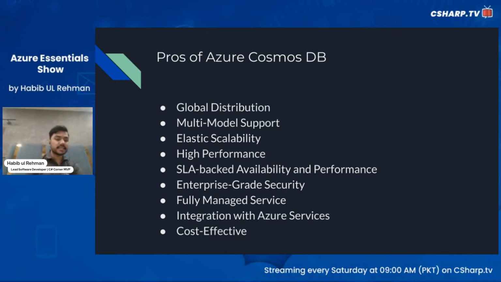It provides elastic scalability. You can scale Azure Cosmos DB for handling millions of requests with less than 1 millisecond latency. It provides very high performance. It also provides SLA-backed availability and performance. Azure Cosmos DB is 99.99% available all the time, and it is all ensured by Microsoft, which provides enterprise-grade security with encryption and decryption features.